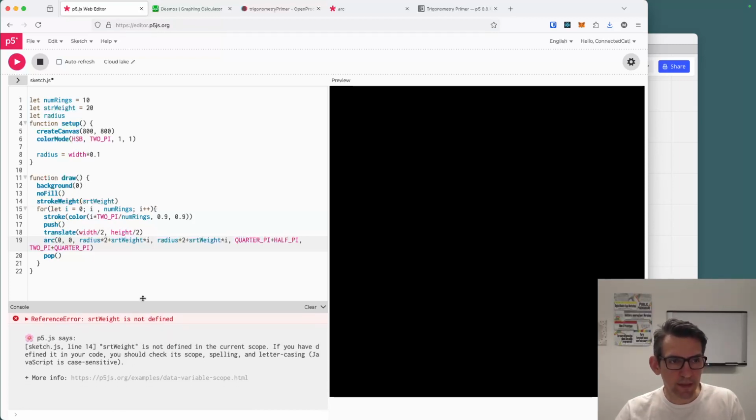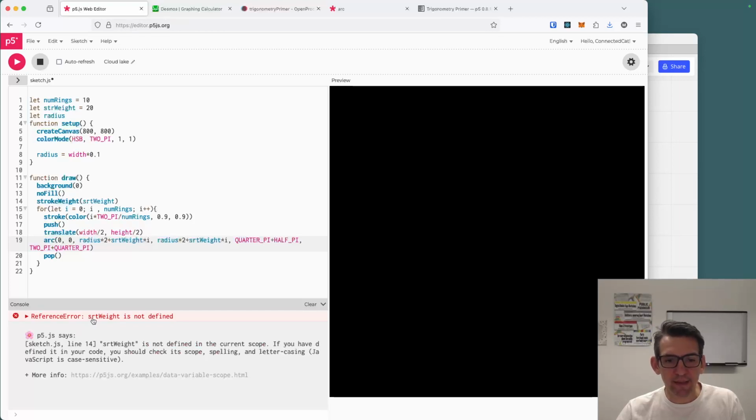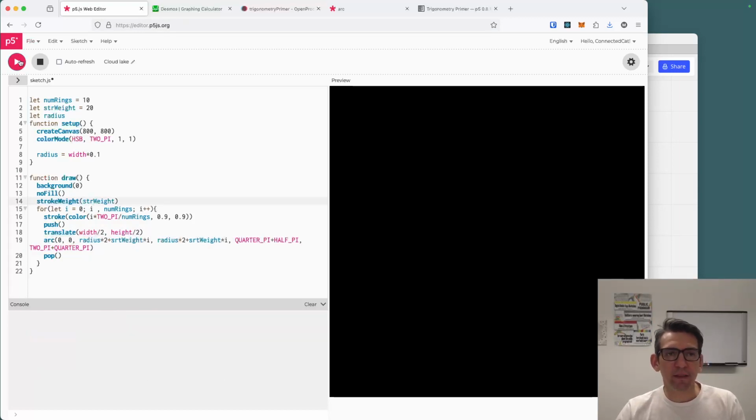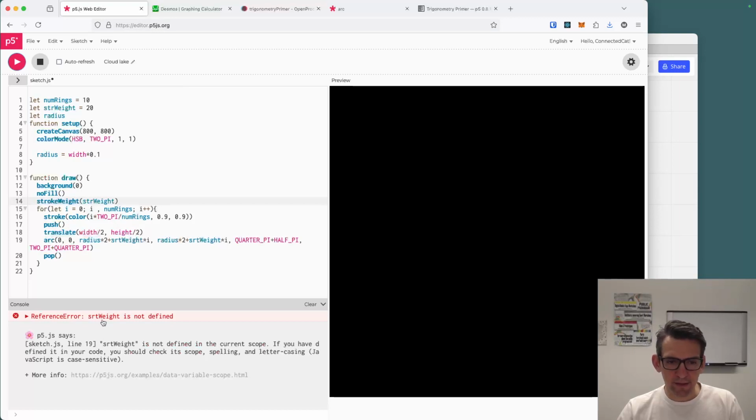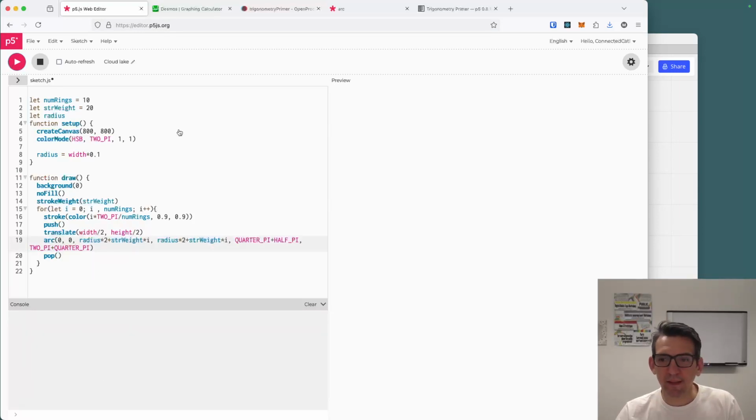Error, great. Let's see. It says stroke weight is not defined. That's because I misspelled it. Very common thing. This is why I copy and paste stroke weight. And then something else. Oh God, it's a mess. So what I'm going to do, I'm going to take this value, copy, and then paste, and what a mess. Something's not running. Let's find out what's wrong.